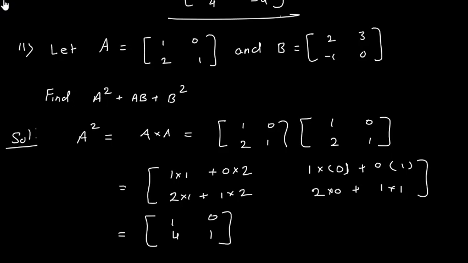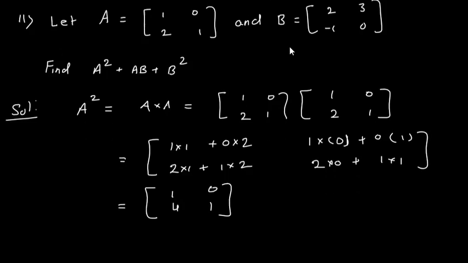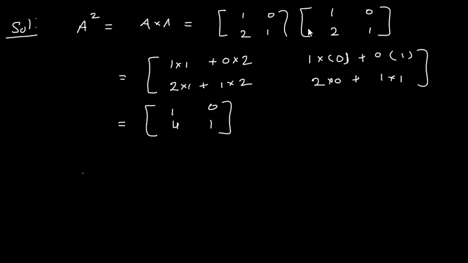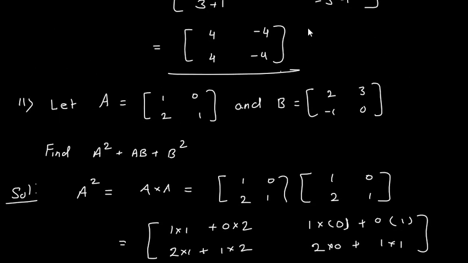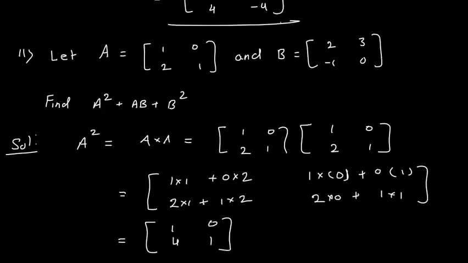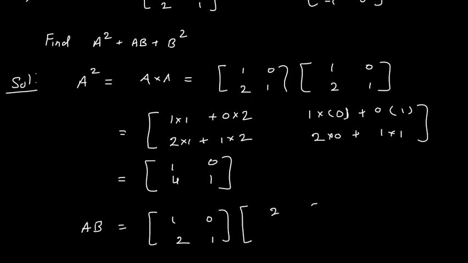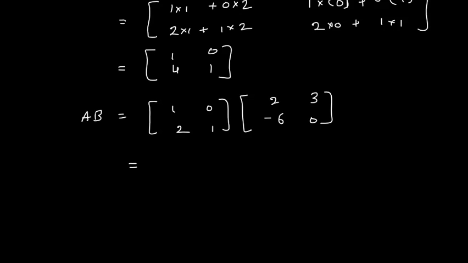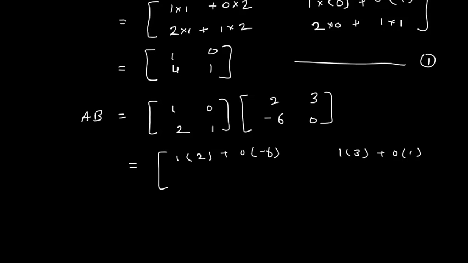And similarly we can find out AB. AB is A, first write 1 0 2 1, and B is 2 3 minus 6 0. Okay, now let us say this as equation 1. This is equal to 1 into 2 plus 0 into minus 6. Here it is 1 into 3 plus 0 into 0. On the second line we have 2 into 2 plus 1 into minus 6.